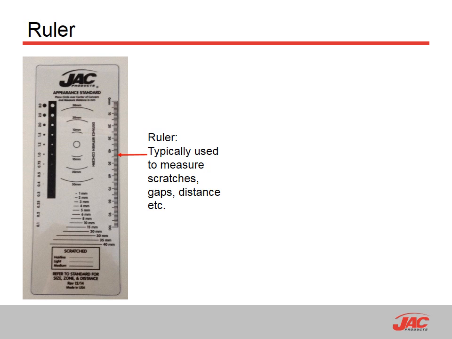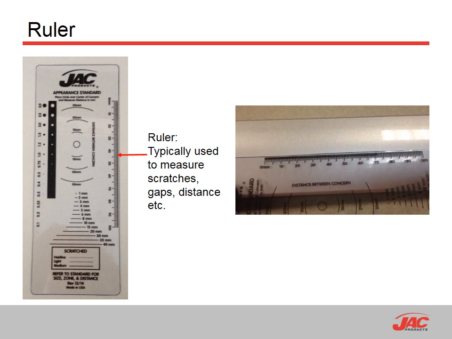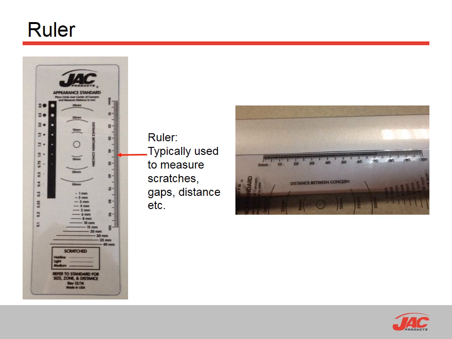This is just like any other tape measure or ruler that you may use at home. Simply line up the beginning point of the defect at the 0 mark and read the number at the end of the defect. This can be used to measure scratches, paint runs, or even distance between defects.